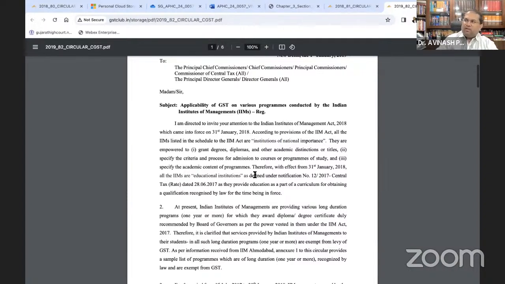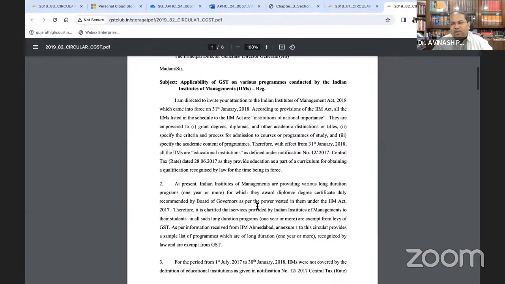For example, that executive program, if it is being conducted by the IIMs, then whether the applicability of GST would be there or not, that is the question. Anyways, since we are here to read threadbare, this series is for that purpose. I'll be reading the entire circular.